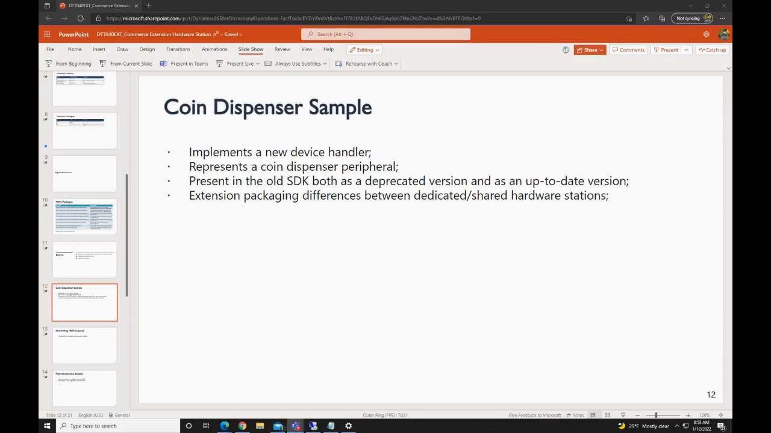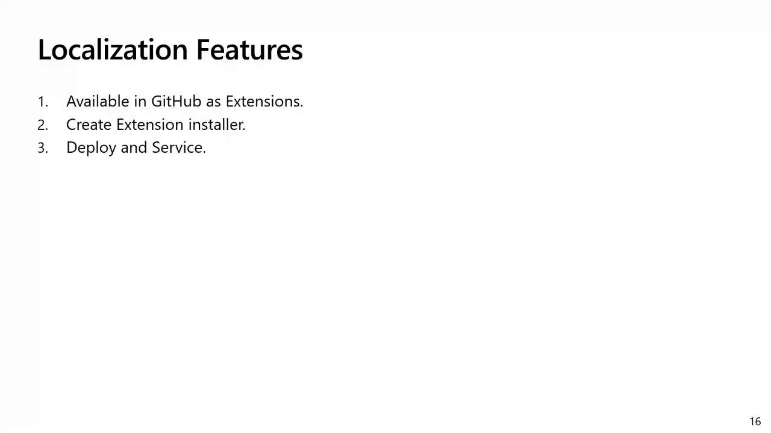Thanks, Lucas. I'm sharing my screen. I think we are almost on time. Just before going to the Q&A, one important topic is the localization features. In the previous SDK, the localization features were shipped as samples, like in the retail SDK, and you would have built and generated the installer. So even in the new SDK, it's going to be the same pattern. The only difference is samples will be available in GitHub as extension samples.